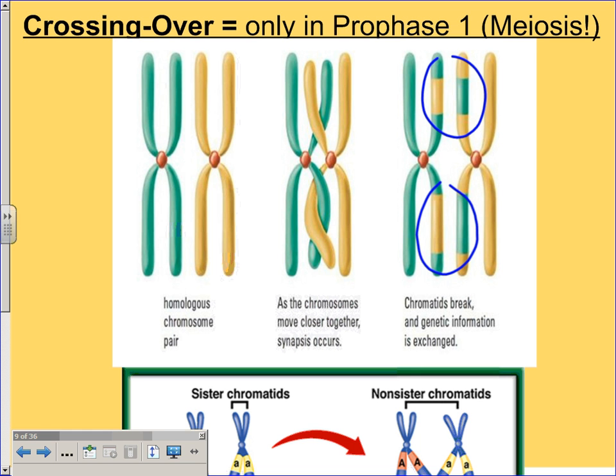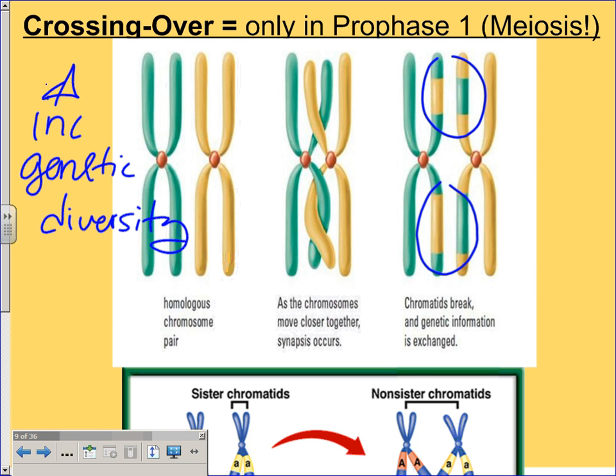Wherever you wrote the word crossing over, I want you to say increases genetic diversity. That is the reason that crossing over occurs, so that every baby your mom has does not look exactly the same. Some parts of the DNA are going to be switched around, so depending on what egg gets used, different genes can be present. That's why you might look a little bit like your brother or sister, but not identical, like twins.